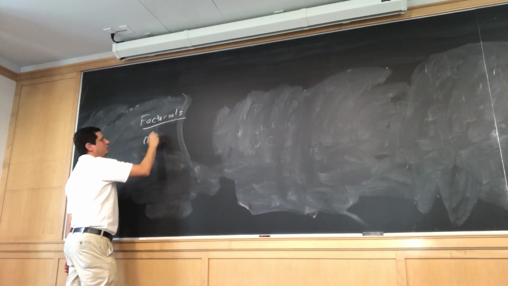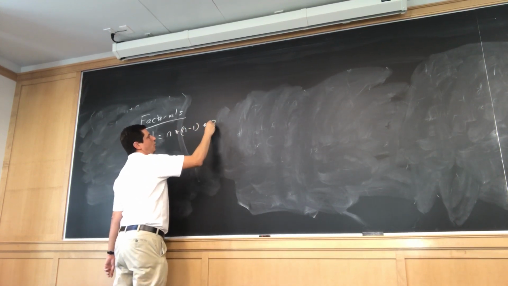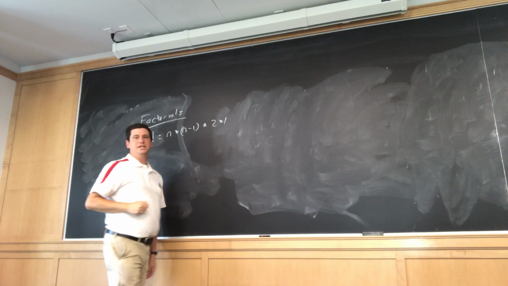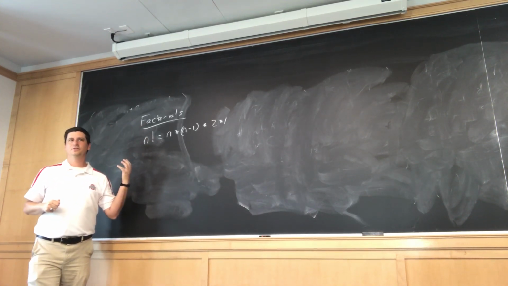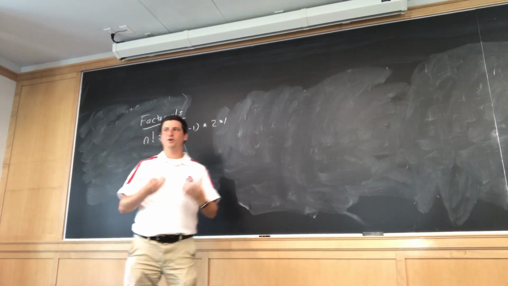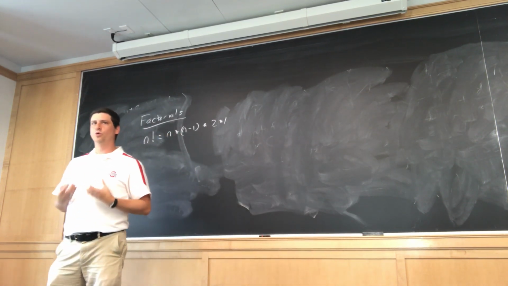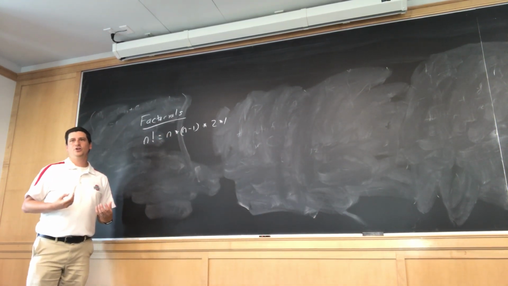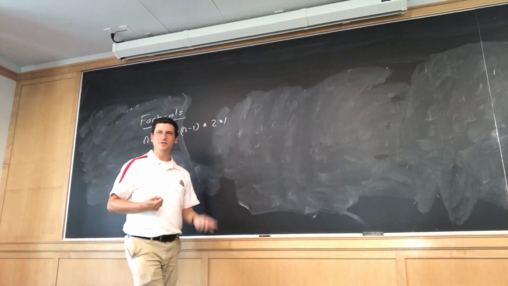So n factorial is n times n minus 1 all the way down to 1. Is there anybody who has not seen factorials? Okay. So it has an interpretation. I'm going to go fast because hopefully everyone has seen this. It's the number of ways to order n objects when order matters. So president is different than vice president, is different than treasurer, is different than secretary.